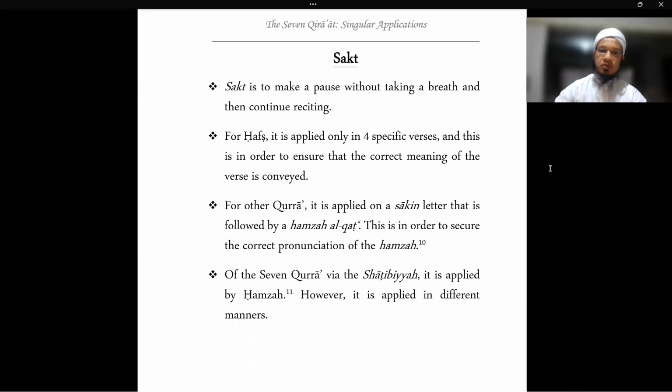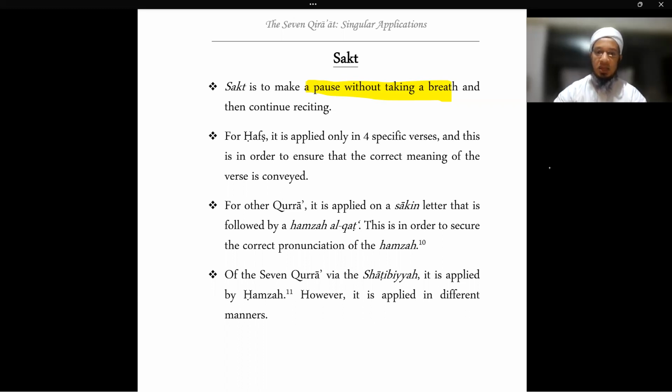Sakt means to take a pause without taking a breath, and then to continue reciting. Perhaps that's applied in only 4 verses. Aywaja qayyima, at the end of the first verse of Surah Al-Kahf, marqadina hadha, wa qila man raqin, kalla bal rana. Okay. And that is to secure the correct meaning of what is conveyed in the verses. The reason for the sakta over there is ma'nawi.